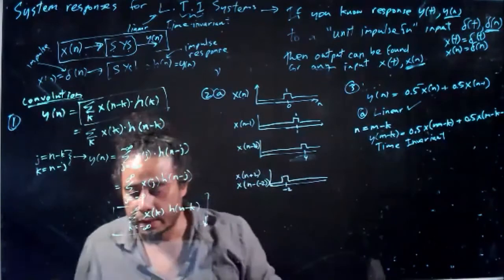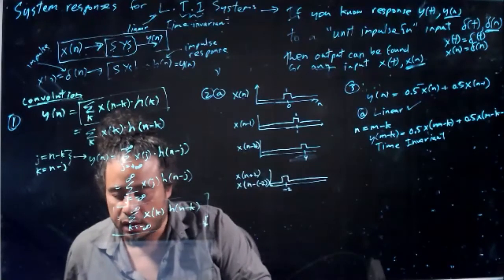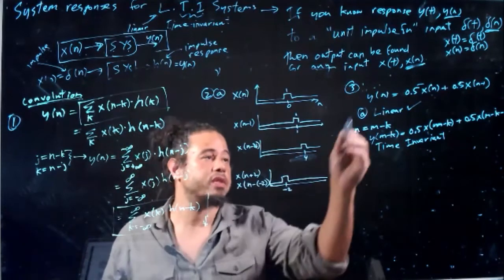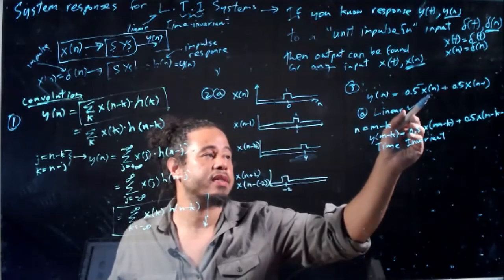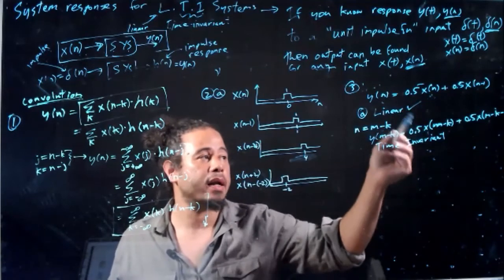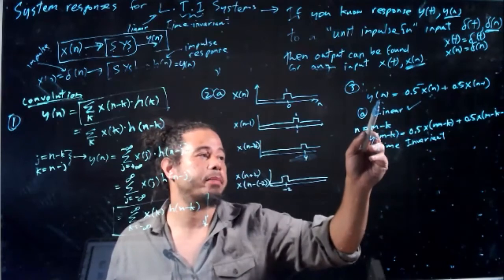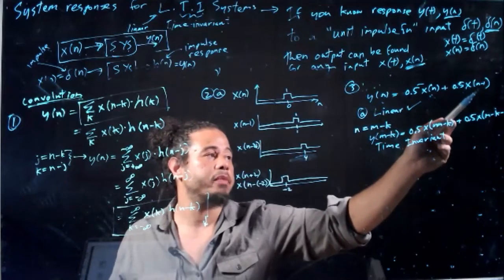Okay, the next thing it asks is, is this system memoryless? A memoryless system means that y of n depends only on x at the same time point n and not on x at any other time points. So clearly here y of n depends on both x of n and x of n minus 1. So this system has some memory.